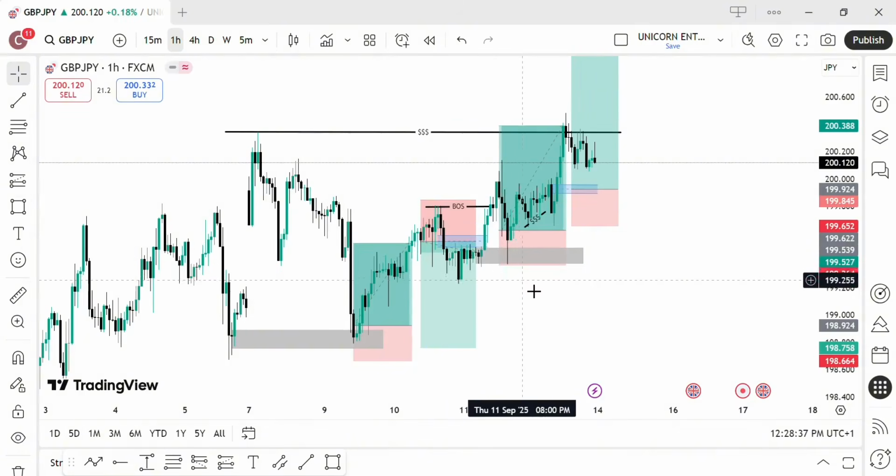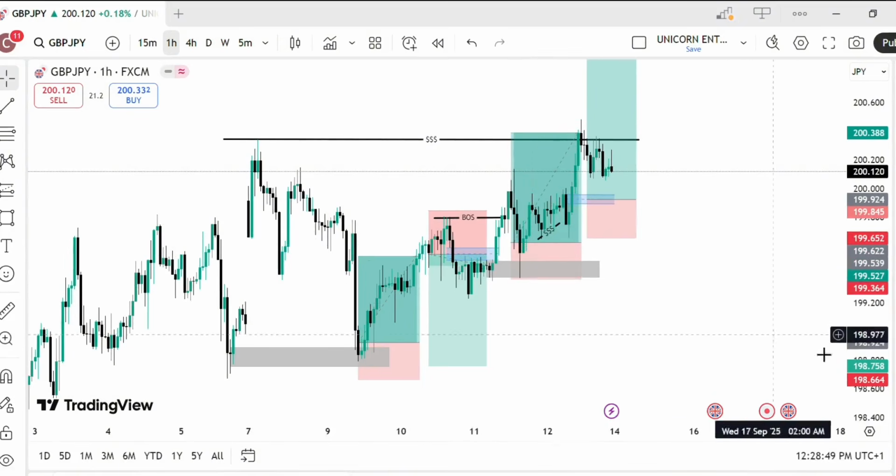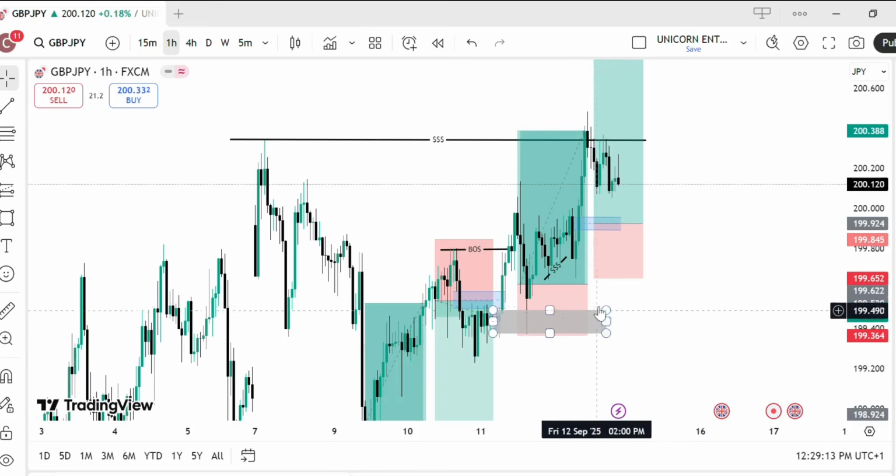So okay, after marking this thing, I waited for a retracement. So to get A plus setup, the first is market structure directional bias. The second is to mark institutional reference points, like I did here. I marked my order block, and here is a fair value gap.